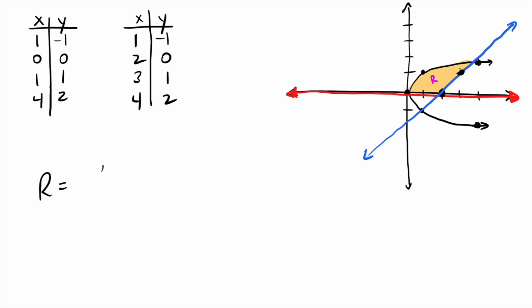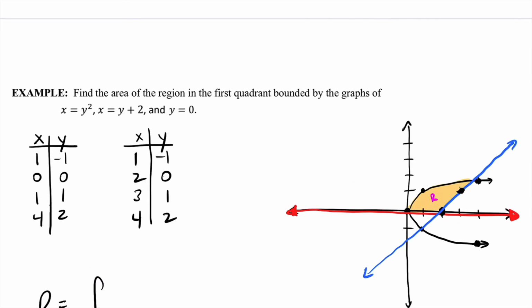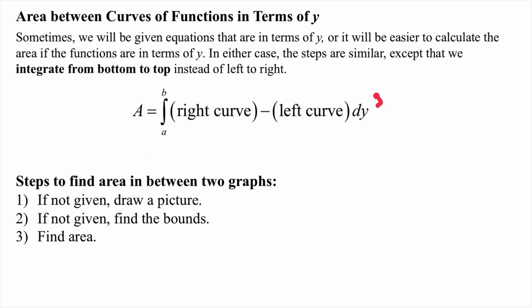So R equals... The blue is the right. The blue is the line x equals y plus 2. How do I write that in here? The reason I'm asking is because these are with respect to y. Y is the boss now. X is not the boss.